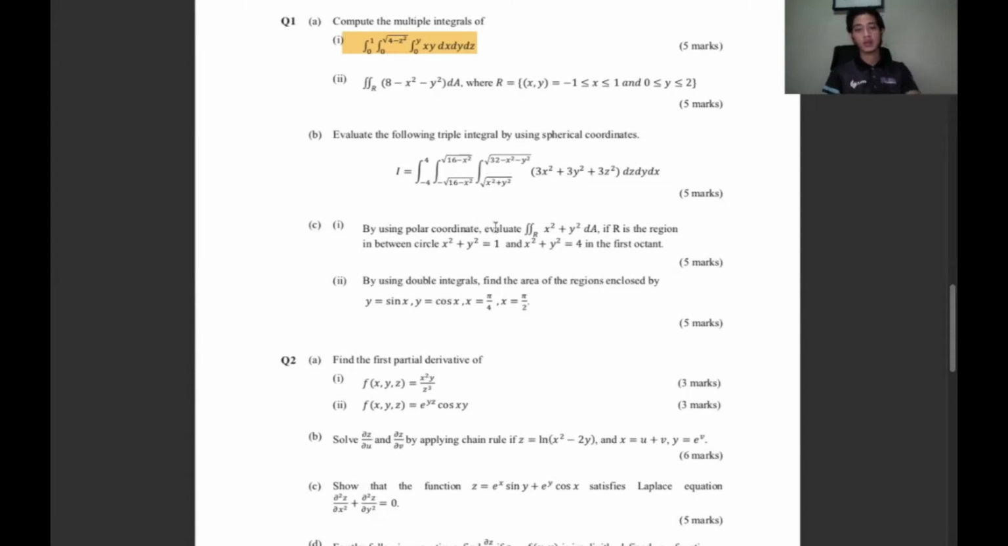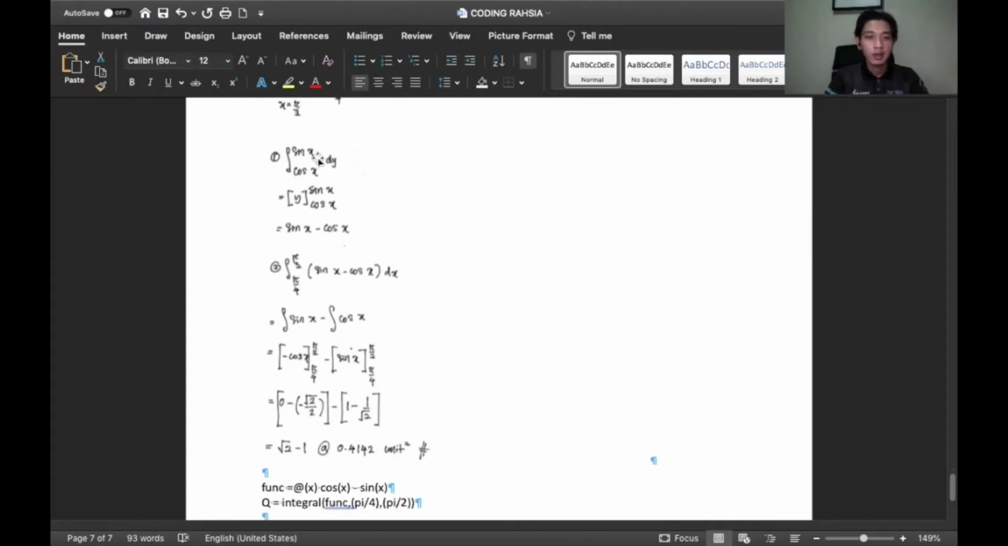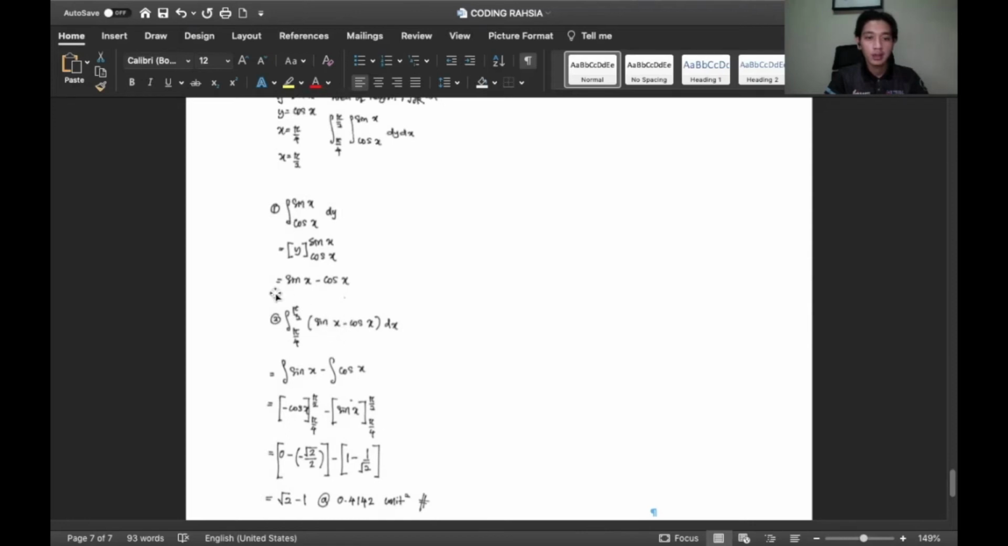Now for the last question, C2, which is by using double integral, find the area of the region enclosed by y equals sin x, y equals cos x, x equals pi over 4 and x equals pi over 2. For this equation, somehow I cannot run the summation, so we need to do it by hand first, up to the second integral, and from the second integral we can do the summation.